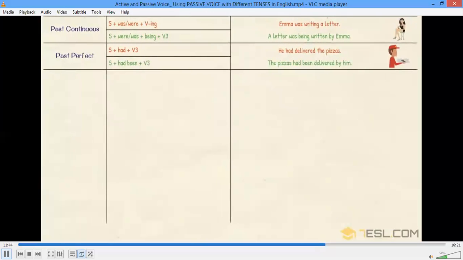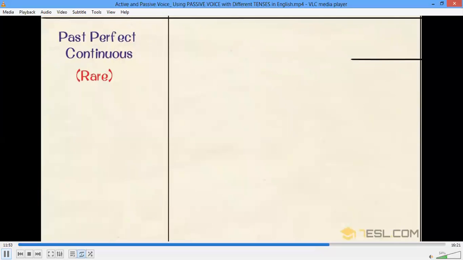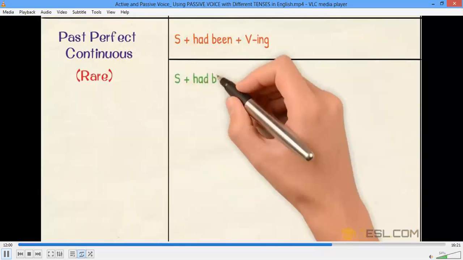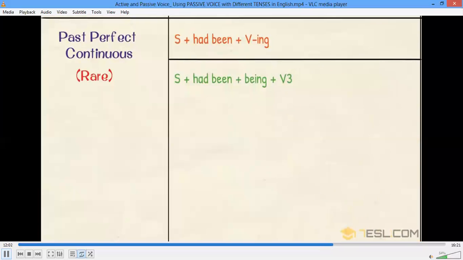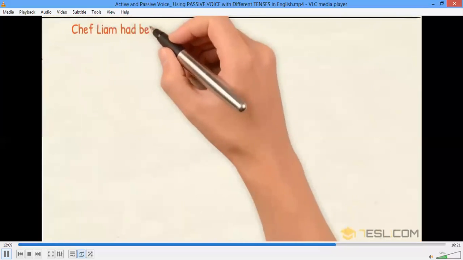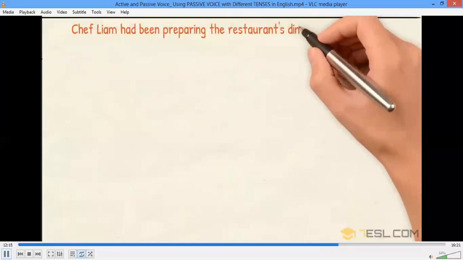Now for the past perfect continuous, it's also very rare and we seldom use this sort of sentences, that is subject plus had been plus verb ing form. And for the passive voice, subject had been plus being and then verb third form. The example is, Chef Liang had been preparing the restaurant dinner.